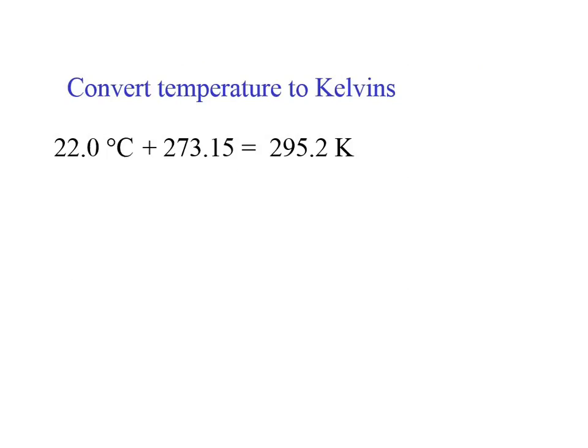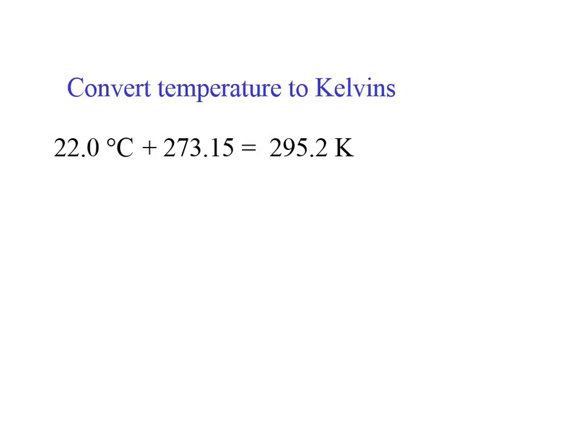Ding, ding, ding, ding. We're on our way. I fix my temperature by taking 22.0 plus 273.15. We don't do a lot of addition, but this is addition. We round according to the nearest 10 decimals. So my temperature is 295.2 Kelvin.